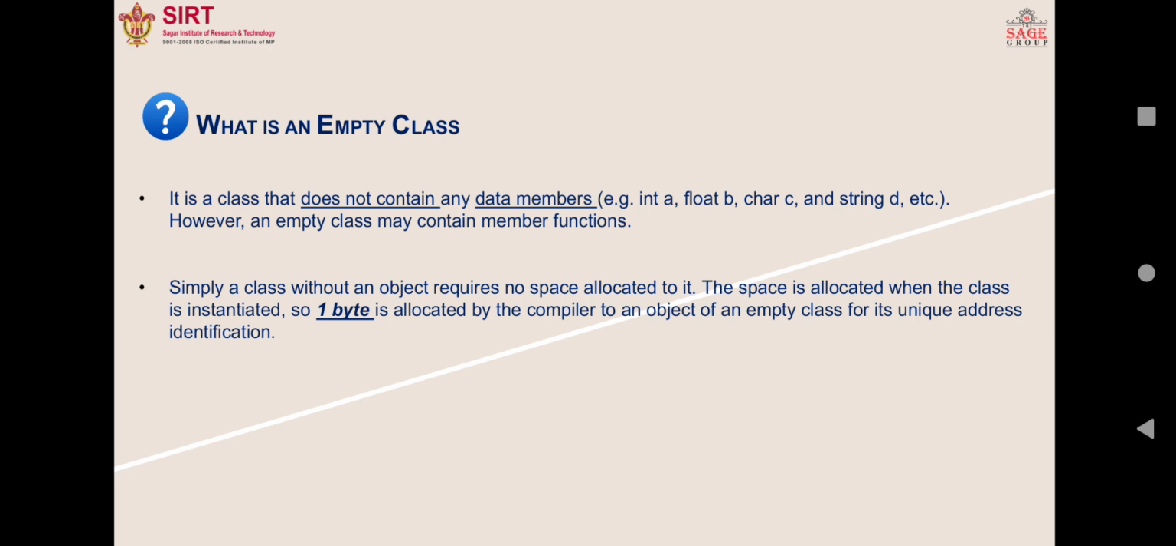And simply, a class without an object will require no space allocated to it. The space is allocated when the class is instantiated. So 1 byte is allocated by the compiler to an object of an empty class for its unique address identification. This simply means that as soon as you create the object of your class, the class gets instantiated and it will capture 1 byte in the memory.